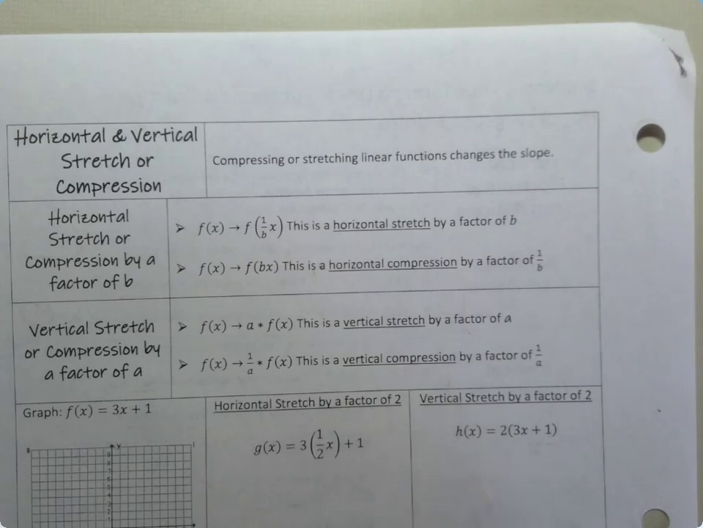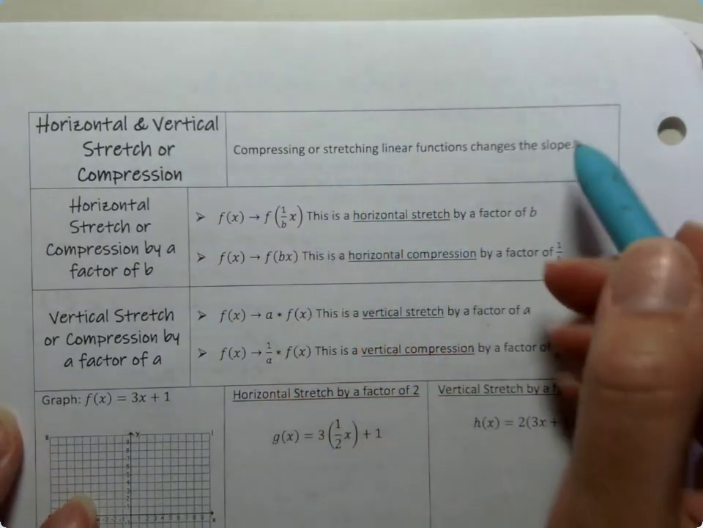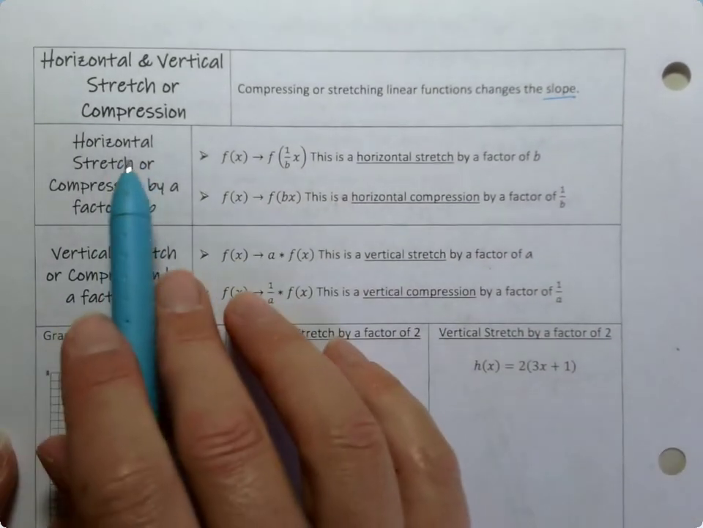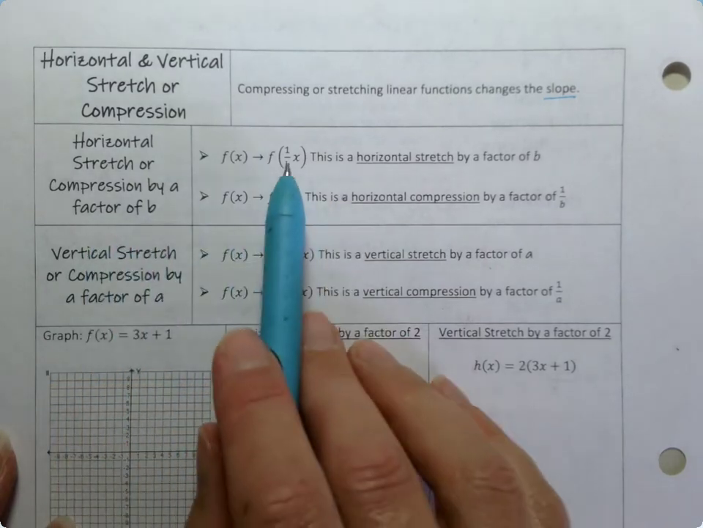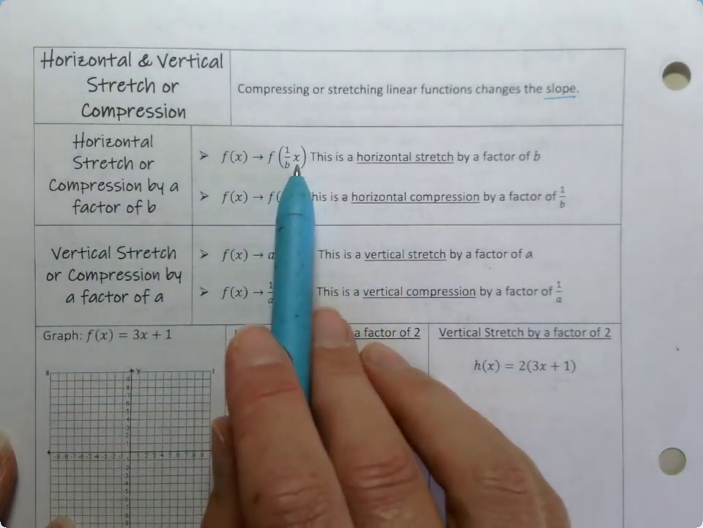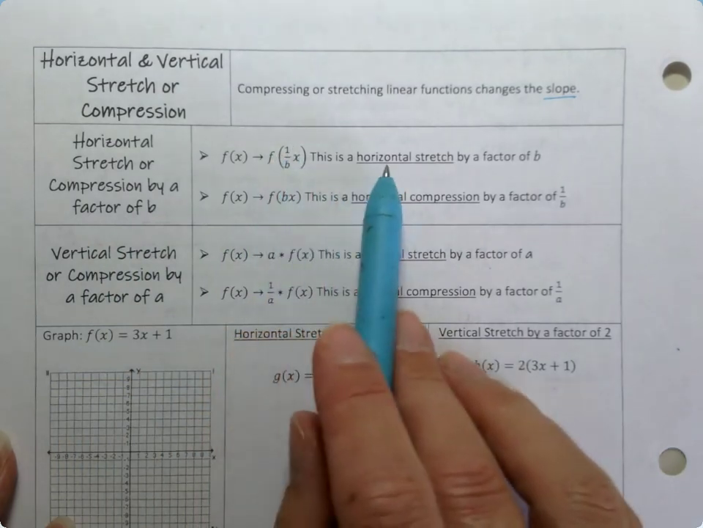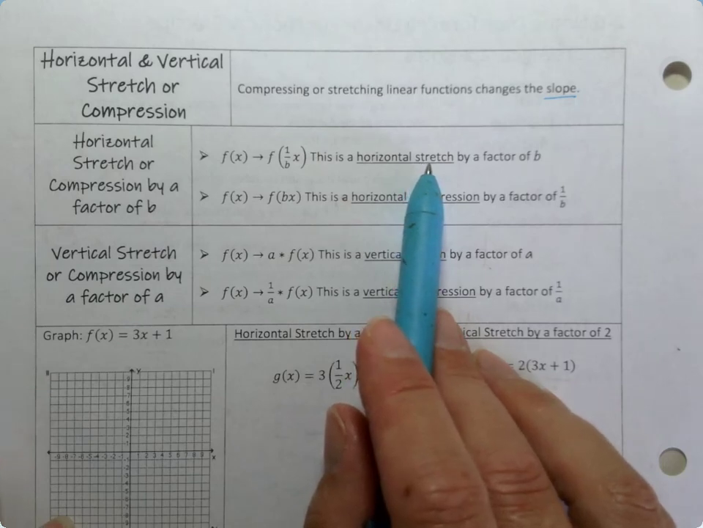With a line, we're looking at the slope, okay? So compressing or stretching a linear function changes the slope. How steep is the line? That's what we're talking about there. So a horizontal stretch or compression by a factor of b. Now, see how it says 1 over b times x? So this is changing the slope, and this is a horizontal stretch. A horizontal stretch would make it look steeper or flatter.